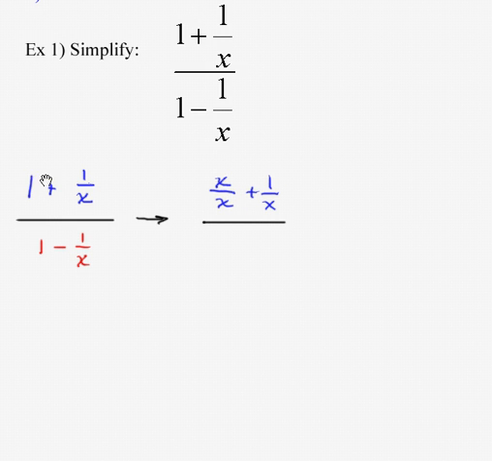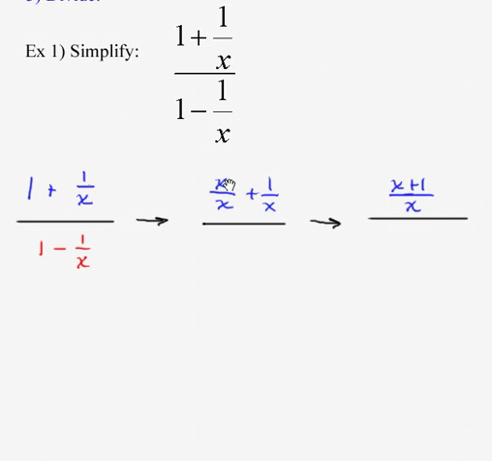So to add 1 to 1 over x, I need a common denominator, and the common denominator is x. 1 can be written as x over x. We're going to add to that 1 over x. We have a common denominator, so we're going to keep it and add the numerators: x plus 1. And that's as far as the numerator can be simplified. So that's our first easy problem.